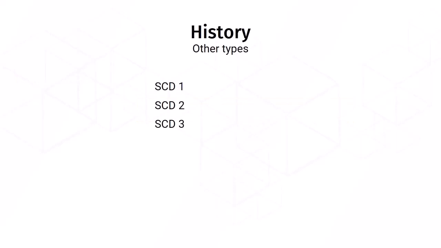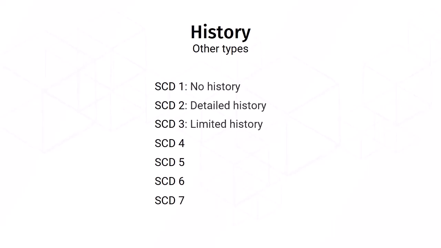Other types. Okay, you now know that there are 3 slowly changing dimension types. However, in addition to these 3 types, there are another 4 SCDs. But because the first 2 are the most common, and you only need to recognize the third, you don't really need to know more, other than that the other 4 exist. SCD4 is the addition of a mini dimension, which we will come back to later. SCD5, 6 and 7 are combinations of SCD1 through 4.